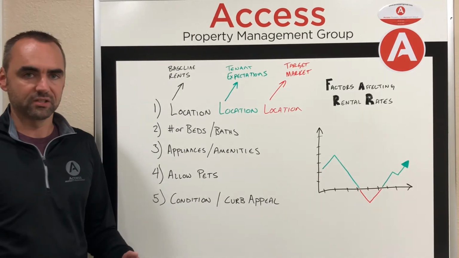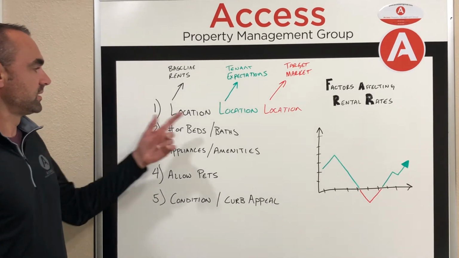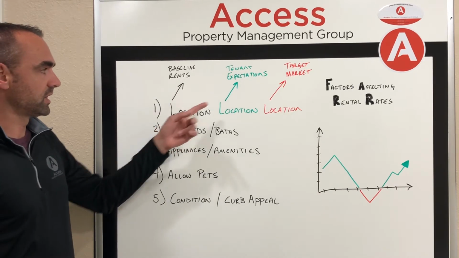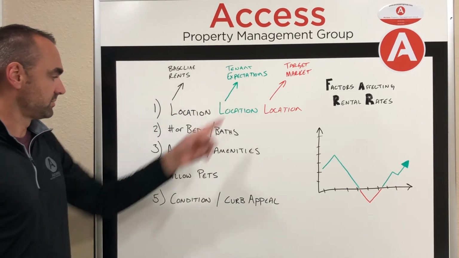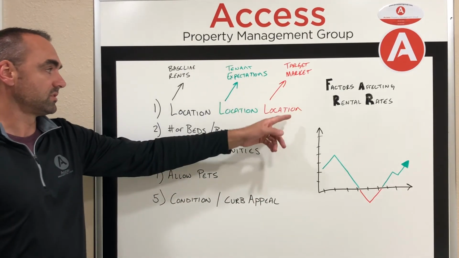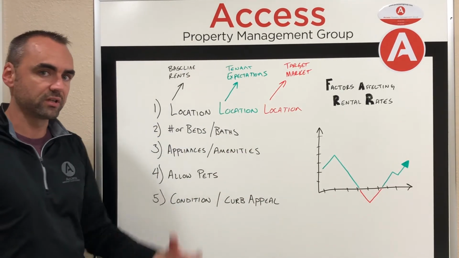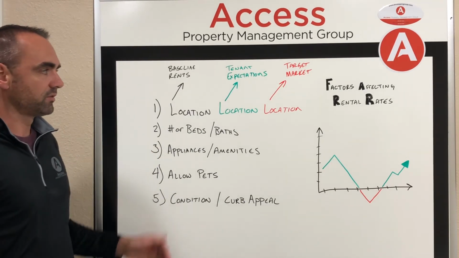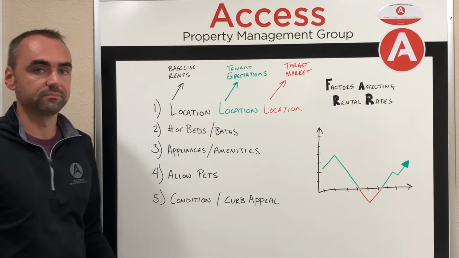It's all about expectations. So if a tenant, again, expects a certain rent in a location, they're expecting certain appliances and amenities in this location, and just where you are fits their needs. These are all things that affect your rental rate overall.